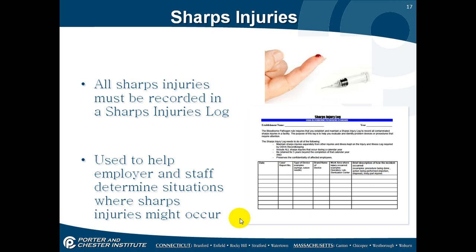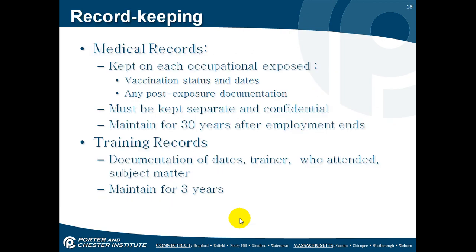All sharps injuries must be recorded in a sharps injury log, and then it's used to help employers and staff determine situations where sharps injuries might occur. So if your office is constantly getting needle sticks, you need to look at that and say, what are we doing? We haven't trained. There's not enough training going on. We want to go for a no injury system.